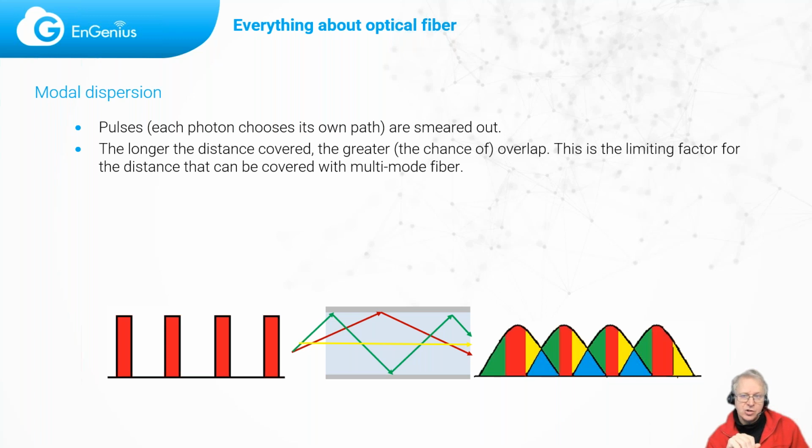So the longer the distance you cover, the more this effect occurs, and this is the limiting factor that causes the distance of the multimode fiber to be only hundreds of meters. So if you increase your data pulse rate, it reduces the maximum distance you can cover.